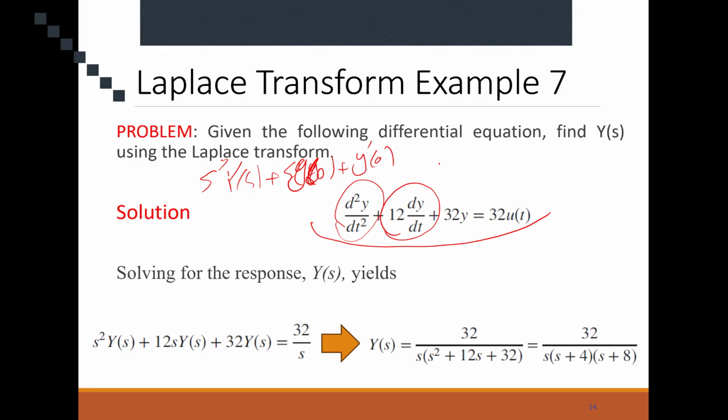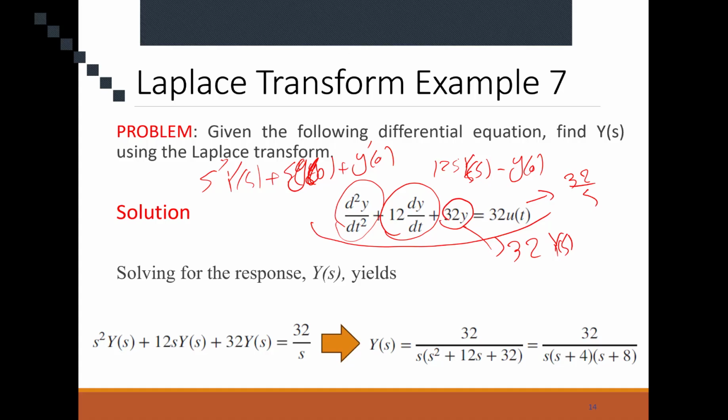This one is going to be 12 times s Y of s, okay, minus the initial value of y. And this one is going to be 32 Y of s, okay, and this one is going to be 32 over s. This is a step function. Now you have all the terms.